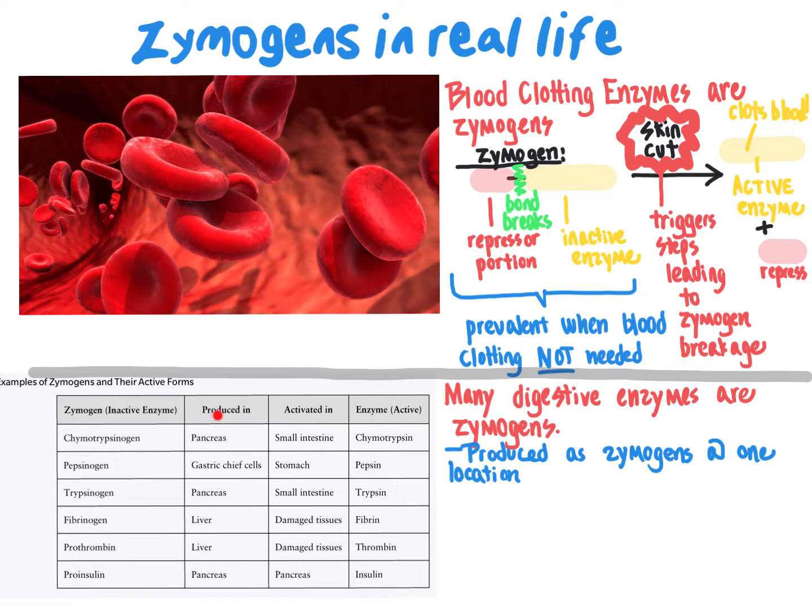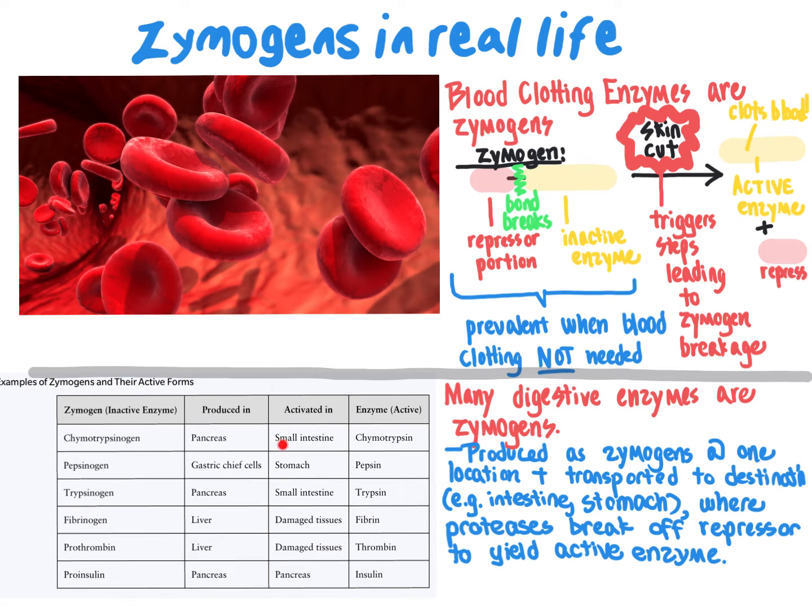So what happens is those enzymes are produced and stored in those locations, and then they are transported to their final destination in the stomach or the small intestine, usually, where they become the active form, because it is in these locations where the enzymes are activated that proteases exist to cleave the bond between the inactive form of the enzyme and its repressor to ultimately release the active digestive enzyme that we list over here, and these have the common names that we recognize as the names of these different digestive enzymes.